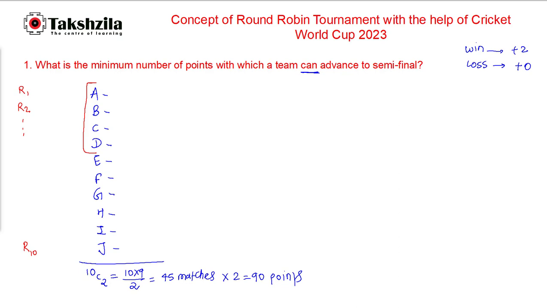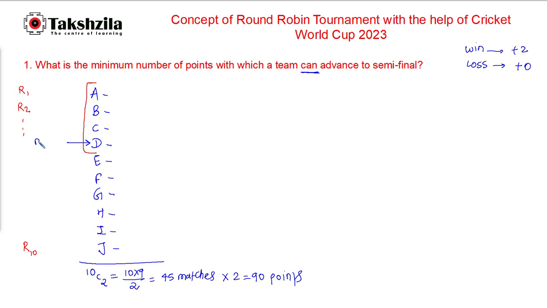It means we need to minimize the points of team D. Team D is the team which qualified last for semi-final. Team A is the first qualifier, team B is the second qualifier, team C is the third qualifier, and team D is the fourth qualifier. So team D qualified for semi-final at last. We want to minimize the number of points for team D. We need to make sure that the number of points of team D should not be more than that of A, B, and C, and it should not be less than that of E, F, G, H, I, and J.